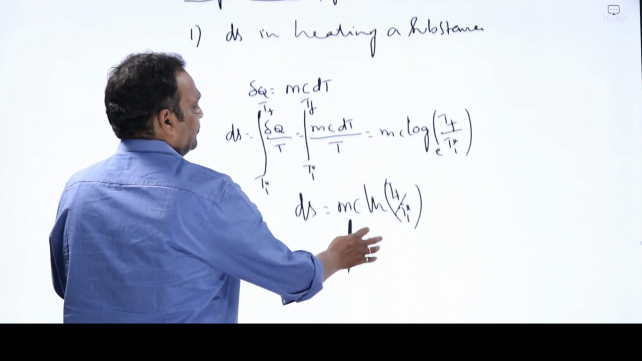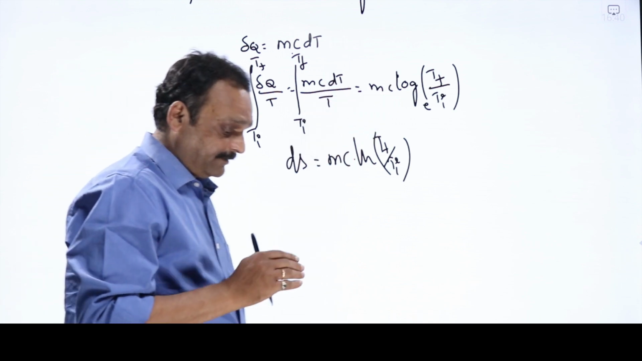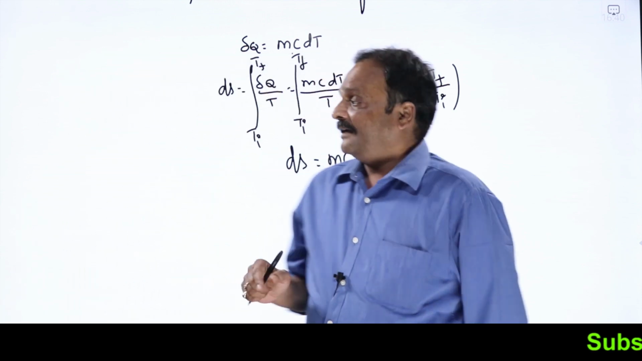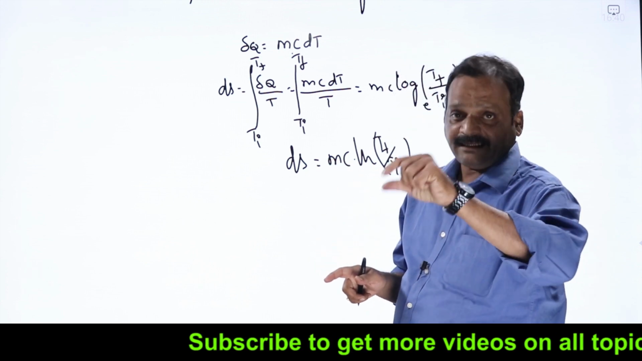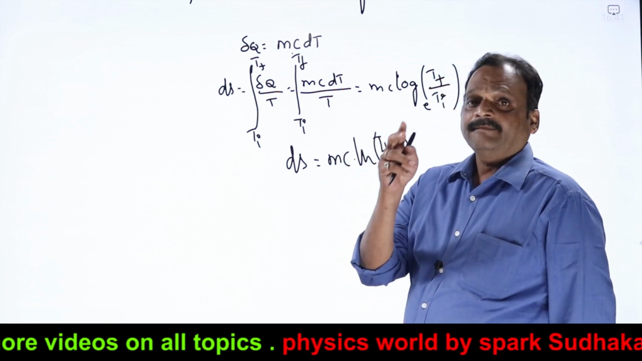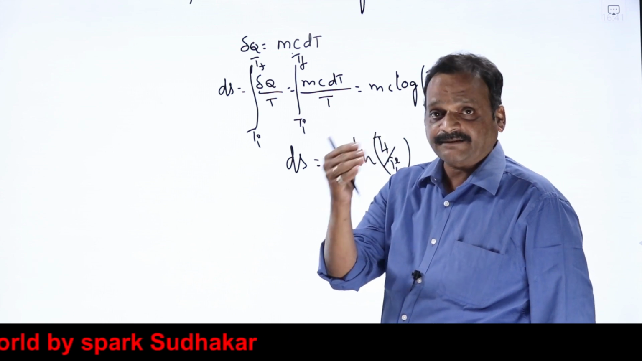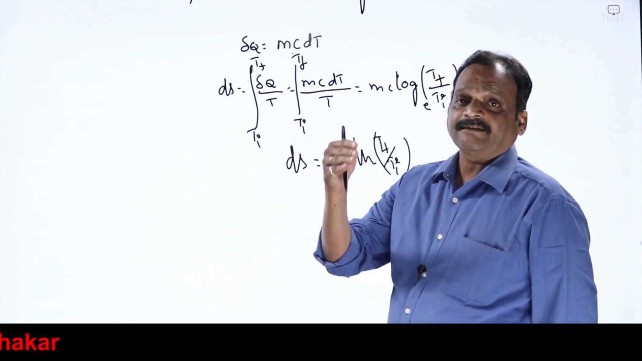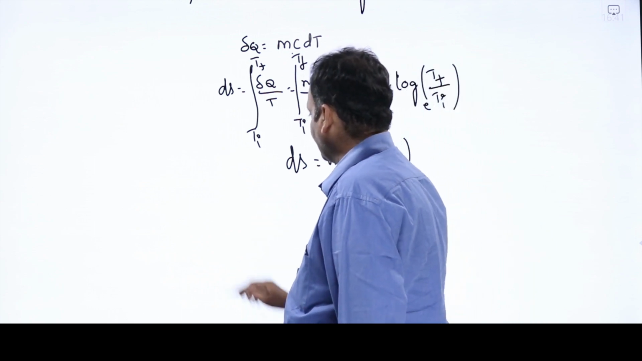This is, in general, true for either liquids or solids. When I talk about gases we usually don't take mass into consideration, we take the number of moles, n. Then for gases we have seen there are two types of specific heats. One is Cv, molar specific heat at constant volume, and Cp, molar specific heat at constant pressure. So this is a second calculation.